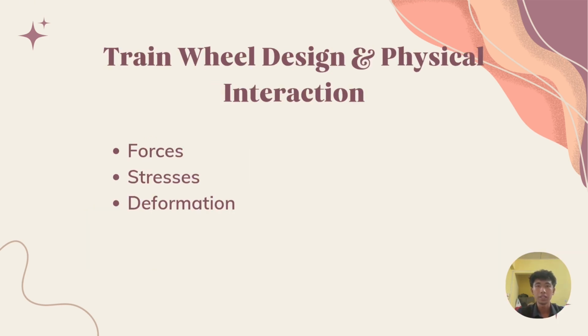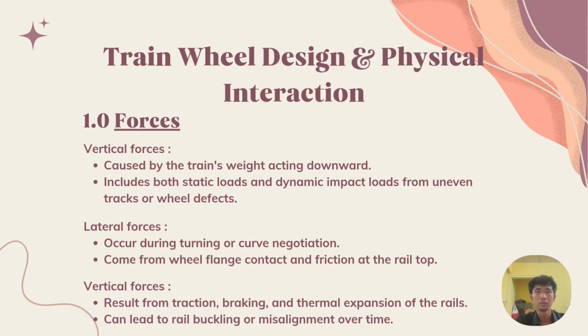The physical interactions related to this topic are divided into 3, which are forces, stresses, and deformation. Number 1, forces. Forces are separated into 3 forces. Vertical forces. Vertical forces are caused by the train's weight acting downward. This includes both static loads and dynamic impact loads from uneven tracks or wheel defects.